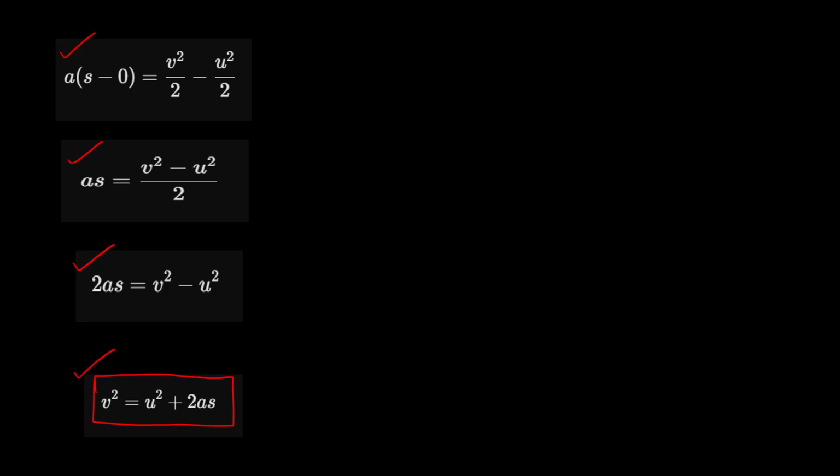To clear the fraction, we multiply both sides by 2, resulting in 2as equals v squared minus u squared. Finally, by rearranging the terms to solve for the final velocity squared, we arrive at our well-known kinematic equation, v squared equals u squared plus 2as.